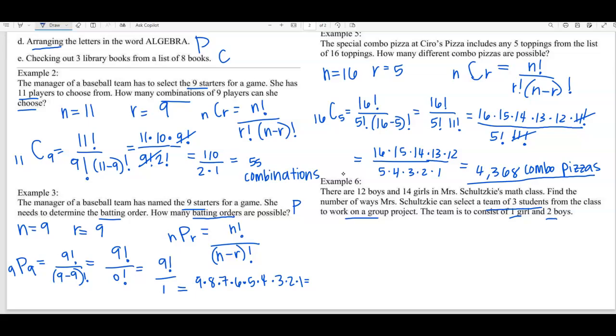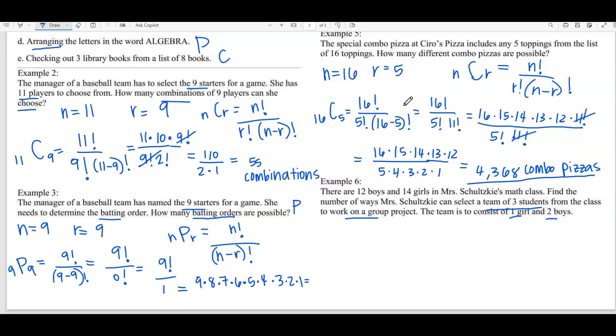All right, so if you finished the combo pizza, 5 toppings from a list of 16 toppings, how many different combo pizzas are possible? Here is the answer. N equals 16 because that's the total number of toppings. R equals 5 because that's the toppings that I have to pick. So when you plug everything in, we have 16C5. And yes, this is a combination because the order of the toppings that I choose does not matter. They're just going on the pizza. So if you did permutation, please go back and erase that and put a combination.